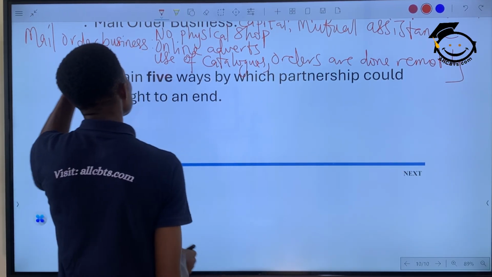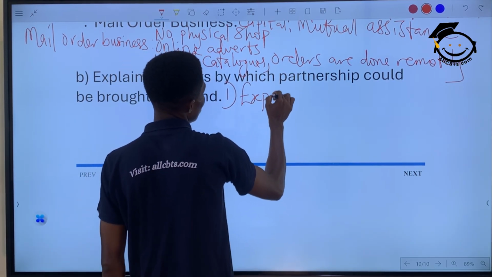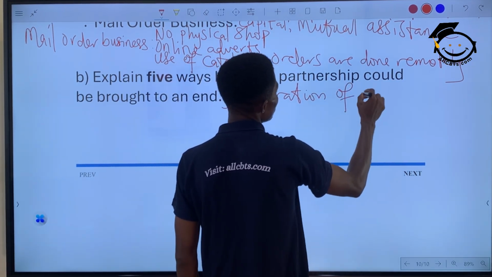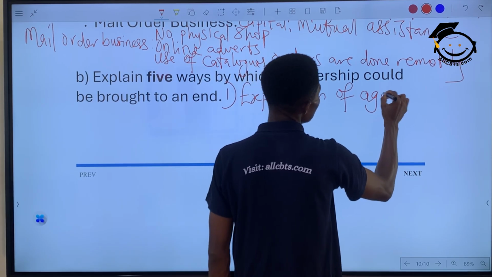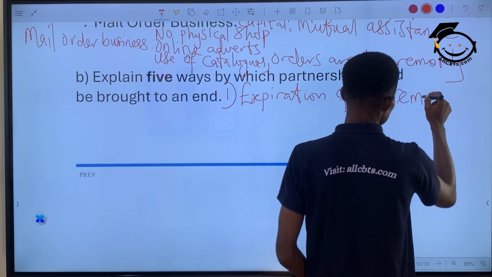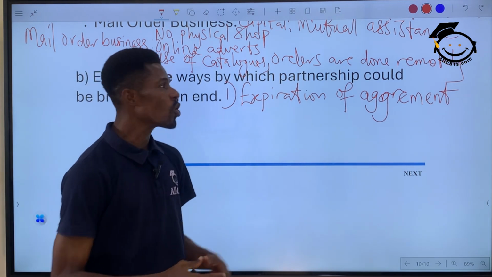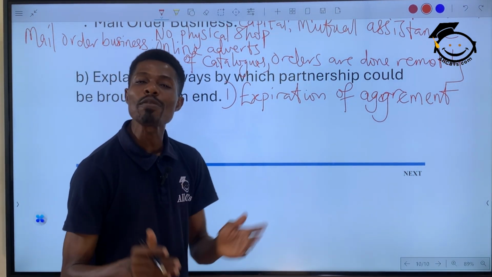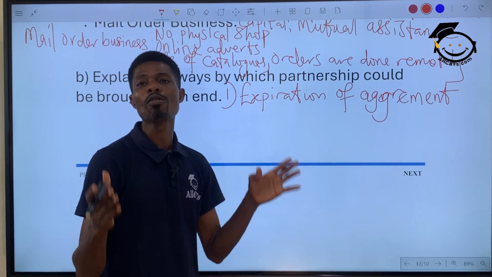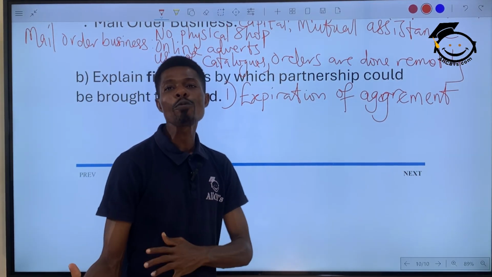All right. Here, the first way is what we call expiration of agreements. What this means is that every partnership business has a duration. So if the duration of that business is just for 2 years, after the 2 years, the partnership business comes to an end because the partners have already agreed that this business is only for 2 years, or for 6 months, or for 3 months, or for 1 year.